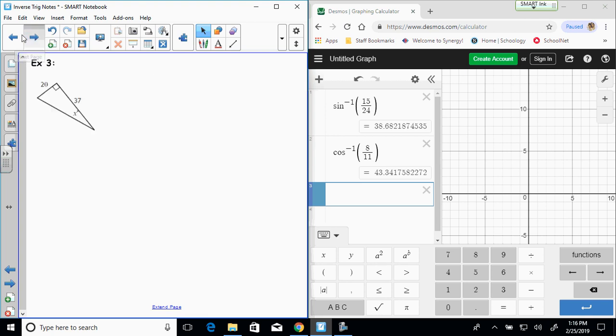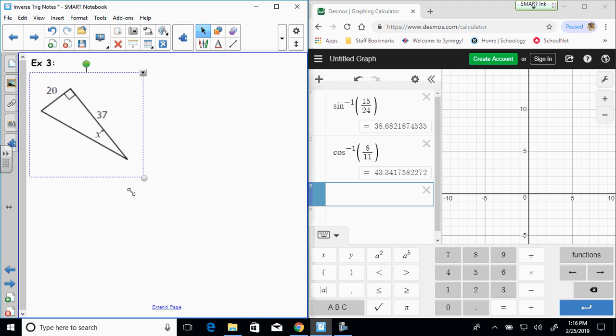Let's try another example. So example 3. I'm actually going to stretch, make this picture a little bigger, just so we can write on it. Alright, so again, we know we're looking for an angle, but here, this would be our hypotenuse, because this is our reference angle, this is the opposite, and this is the adjacent. Now, there's no information given on the hypotenuse, so we're going to ignore it. So we have an opposite and an adjacent, which would be tangent.